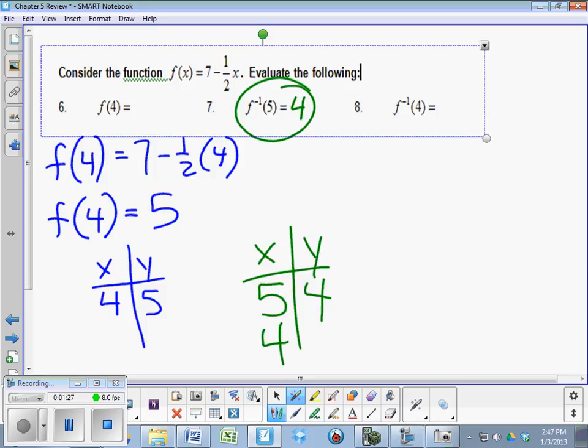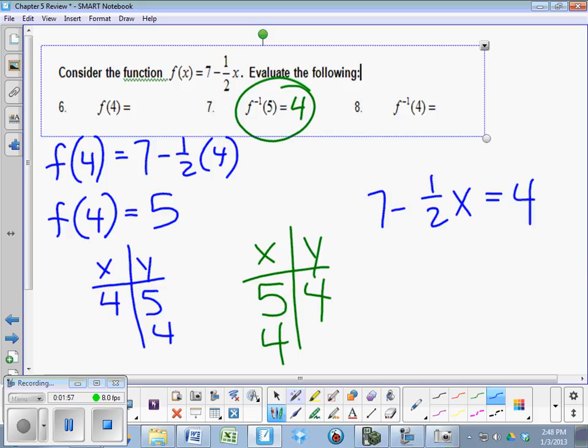You could either say, well, if 4 is going to be the input on the inverse, what would it be on the original? Not the input, but the output. So the question would be, in the original function, 7 minus 1 half x, what would produce 4? That's the question. What would you put in for x on the original to produce 4 for y?